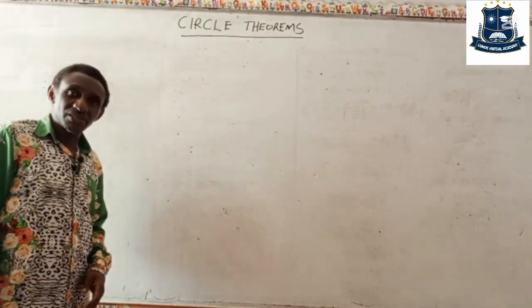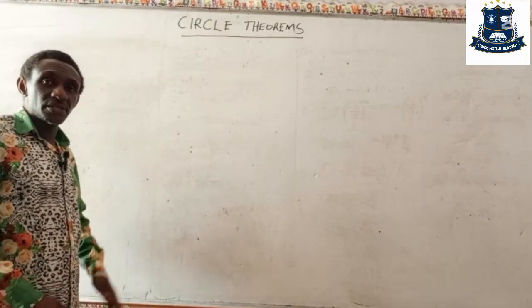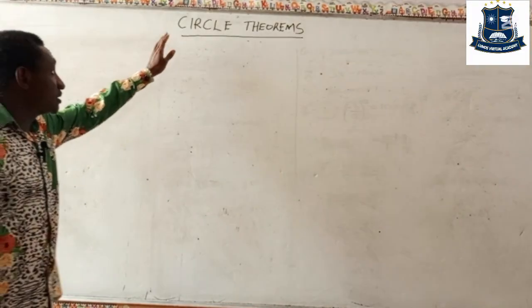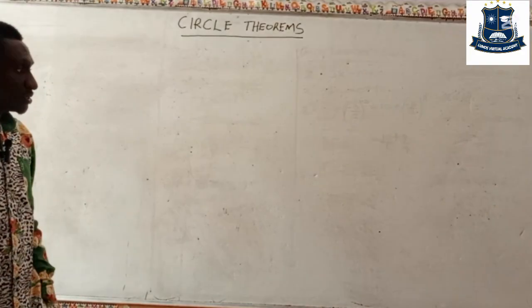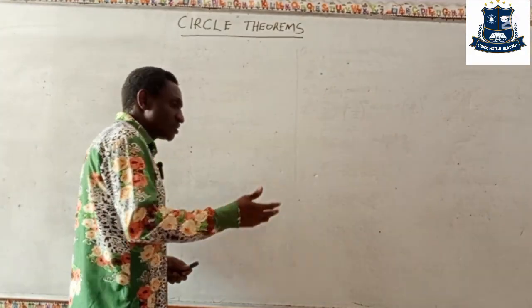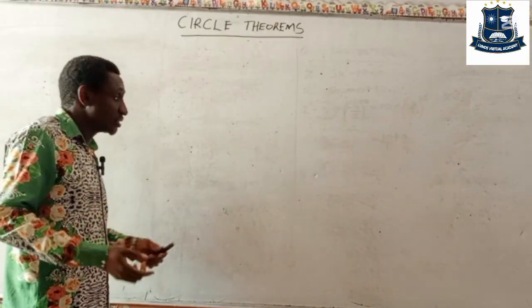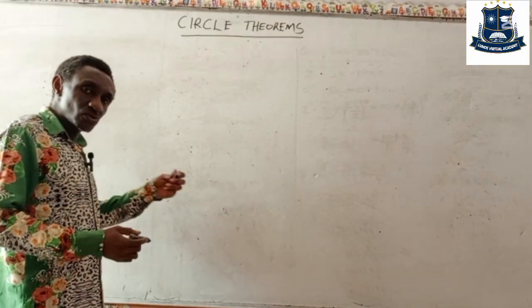We're going to be doing mathematics today, and the topic we'll be handling is circle theorems. Like the name says, circle, it has to do with circles. It is a set of theorems or rules. Circle theorem simply means the rules that tell you how an angle relates to another angle within a circle.